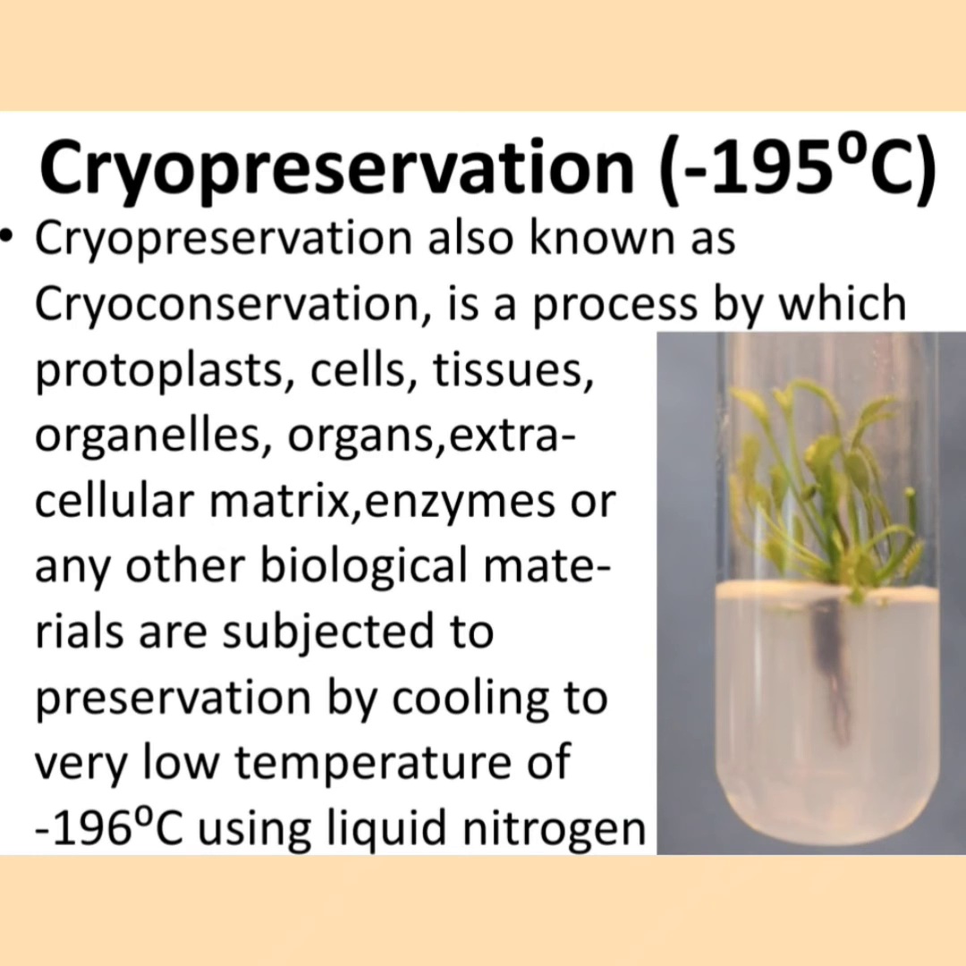Now, what is cryopreservation, which is done at minus 195 degrees centigrade? It is also known as cryoconservation. It is a process by which the protoplasm, cells, tissues, organelles, organs, extracellular matrix, enzymes or any other biological materials are subjected to preservation by cooling to very low temperatures of minus 195 to 196 degrees centigrade using liquid nitrogen.